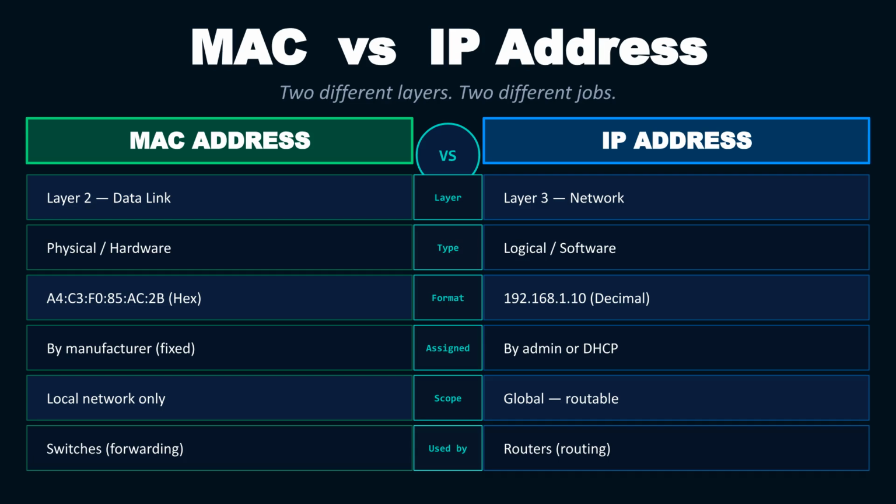MAC addresses are layer 2, physical and hardware-based, fixed by the manufacturer, and only used on local networks. IP addresses are layer 3, logical and software-based, assigned dynamically, and are globally routable.